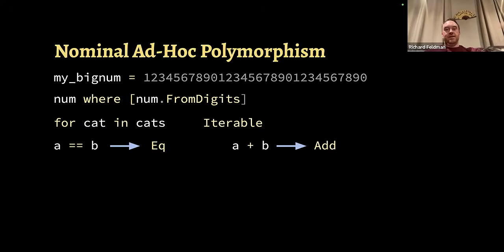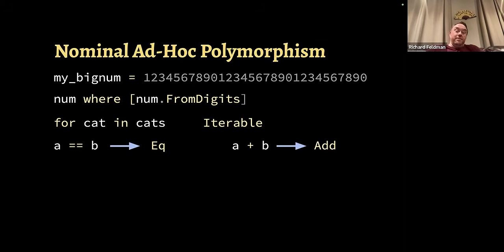And again, I want to contrast this with nominal ad hoc polymorphism, which is what Rust and Haskell do. You would have to explicitly say I have a concept of a from digits trait or an iterable trait or an eq trait or an add trait. These all have to be defined somewhere. In Rust, you just have trait soup if you want to make a custom number type. In Rock, you don't have to say any of that.